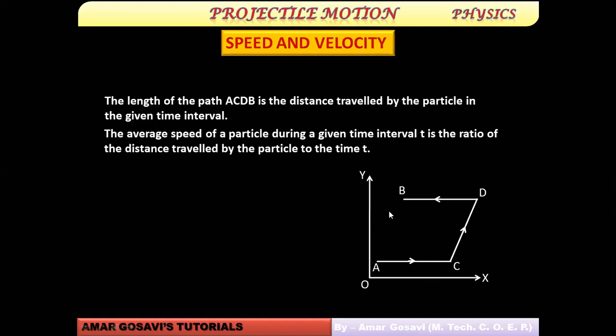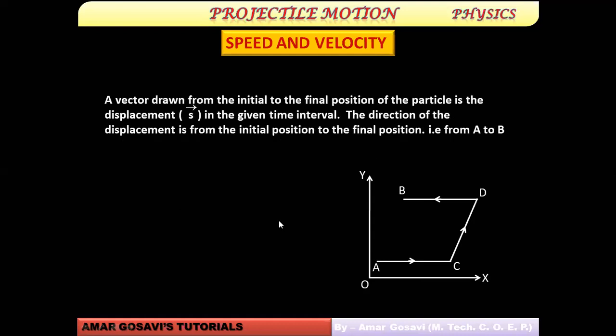Whereas when we talk about displacement, the shortest distance between A and B will be the displacement. So you can see, average speed will be given as distance per unit time. You know how to work out distance, right? But when we talk about velocity, you will draw a vector from the initial to the final position, and that will give you the displacement. Agree? So A to B, how do you work out displacement?